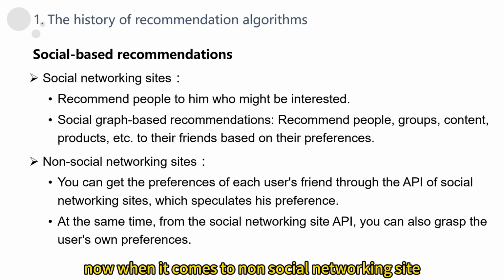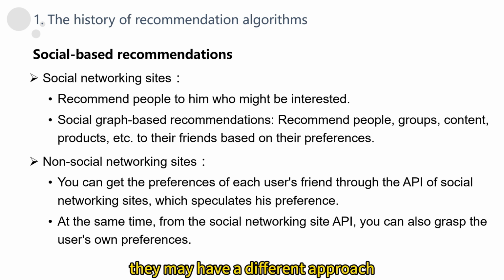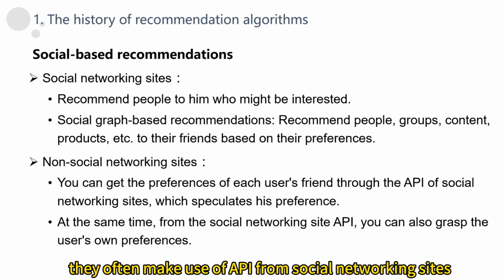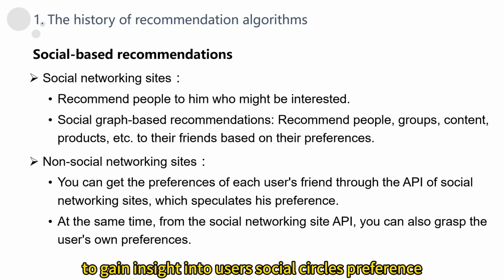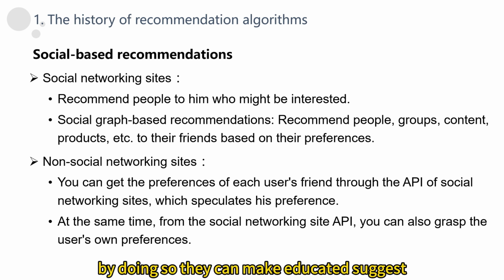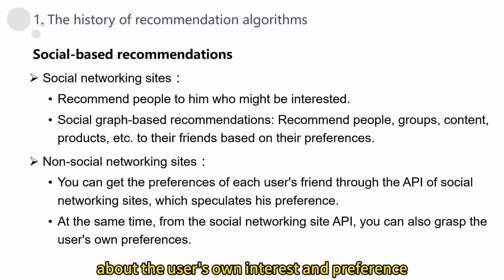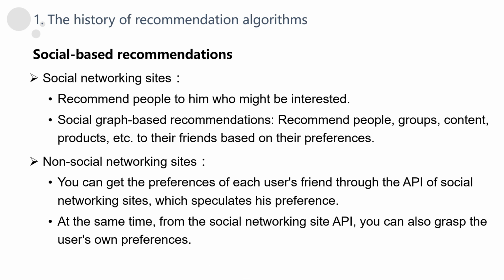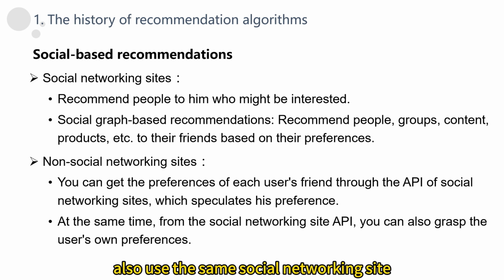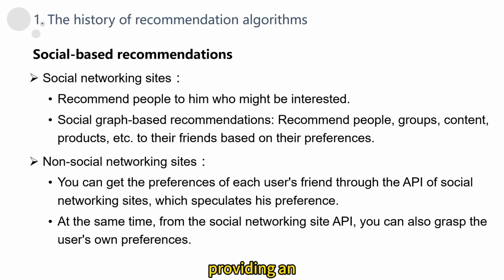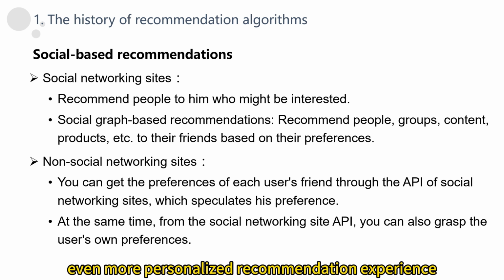Now, when it comes to non-social networking sites, they may have a different approach. They often make use of APIs from social networking sites to gain insight into users' social circles' preferences. By doing so, they can make educated suggestions about the user's own interests and preferences. Additionally, these non-social networking sites also use the same social networking site APIs to directly understand the individual user's preferences, providing an even more personalized recommendation experience.